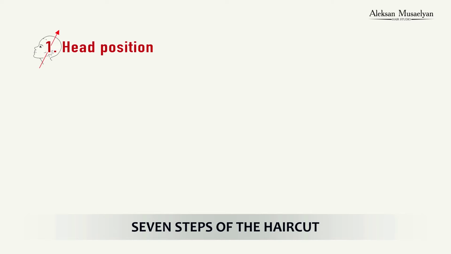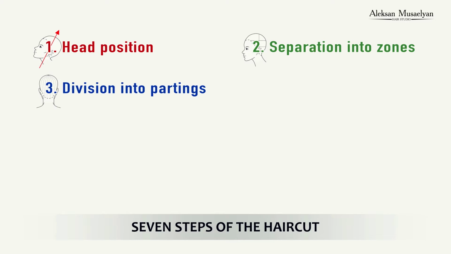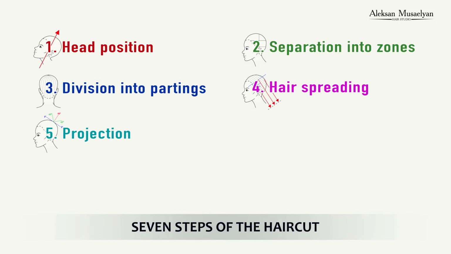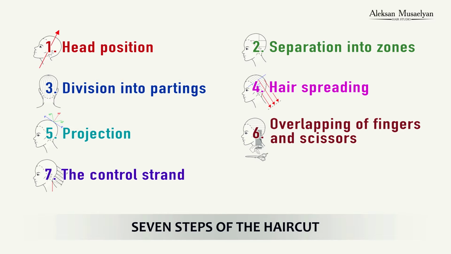How to keep the head? In what zones to split hair? What partings are used at hairstyling? In what direction to comb the hair relative to the parting? At what angle to hold the strand relative to the head? How should one place his hands and scissors relative to the parting? How to equate a strand, and what is the orienting point for the cutoff?